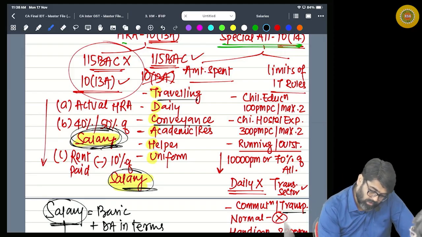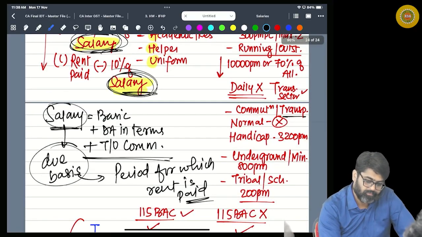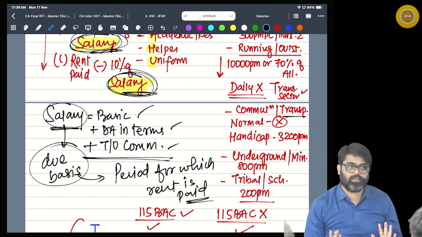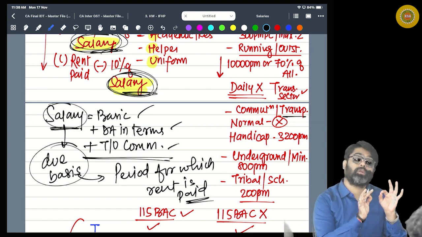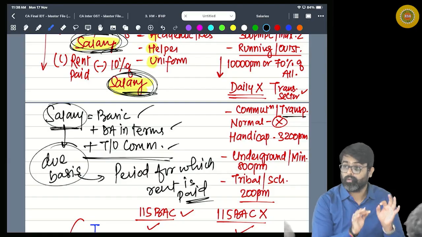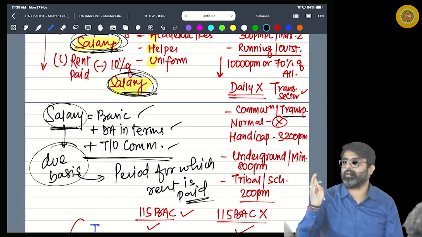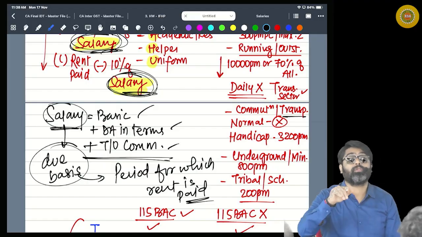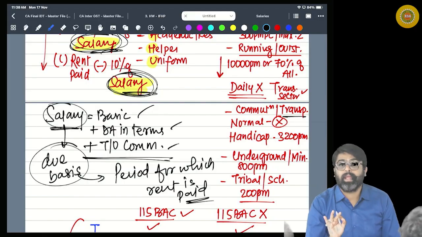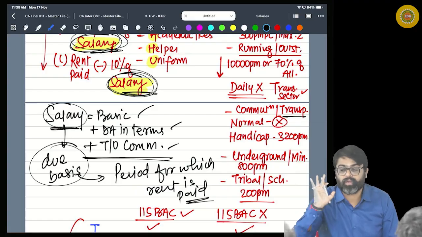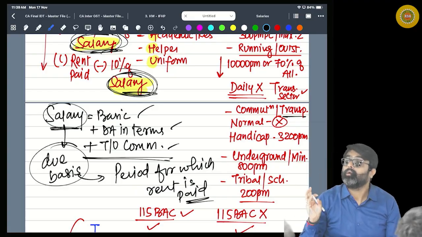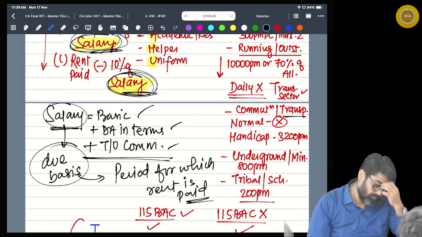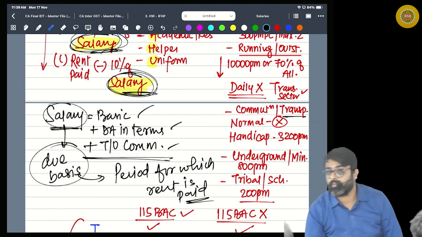You need salary to calculate the HRA exemption. This salary will be basic, DA in terms and turnover commission. Wherever we are going to do the calculations, we want salary. In the calculations, everywhere we are going to take basic, DA in terms and turnover commission, till the time the salary is not defined differently. Yes or no? Hello sir, will you remember this HRA exemption?